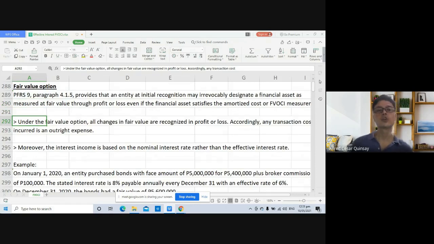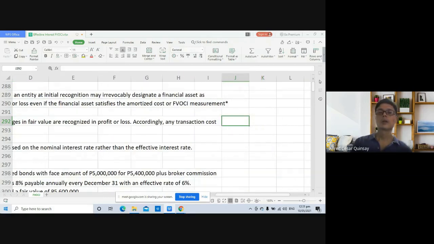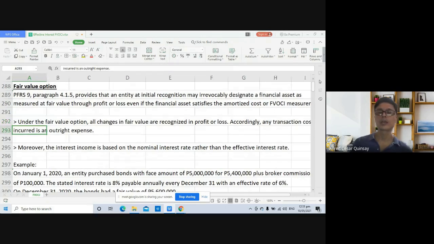So, under the fair value option, all changes in fair value are recognized in profit or loss. So, accordingly, any transaction costs incurred is an outright expense. So unlike yung kanina, meron pang unrealized gain, dito nire-recognize na natin as gain from the change in fair value. So moreover, the interest income is based on the nominal rate rather than the effective rate.